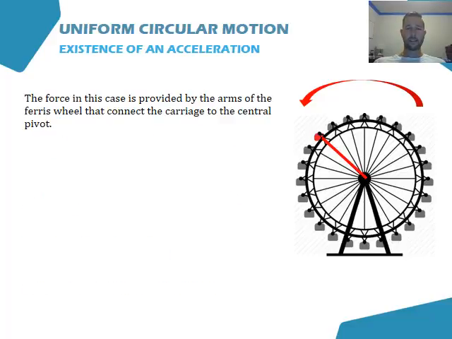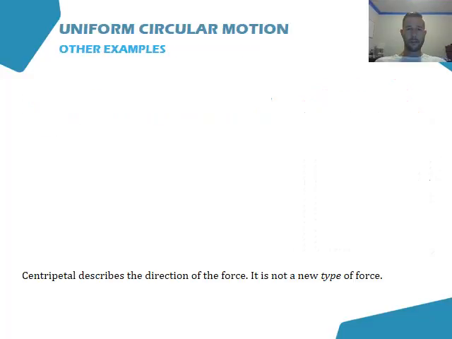In our particular case of the Ferris wheel, the force that causes the acceleration is provided by the arms of the Ferris wheel that are connected to the carriage, and it's actually called the centripetal force. So one of the SACE requirements is for you to be able to identify where the force comes from when an object is in centripetal motion.